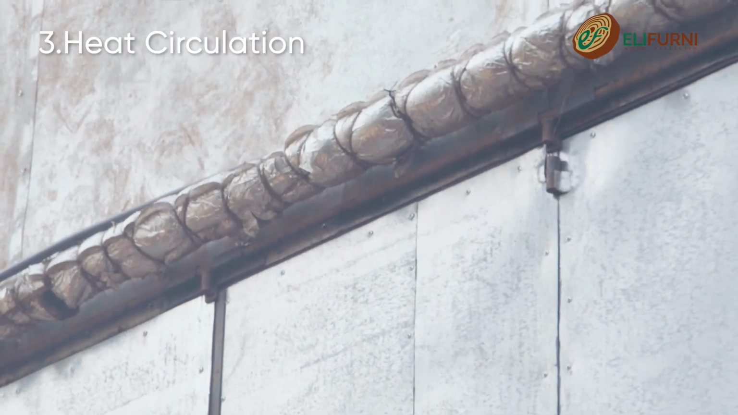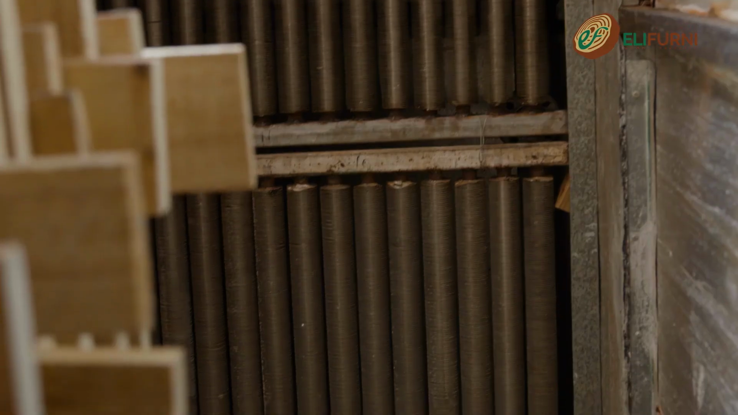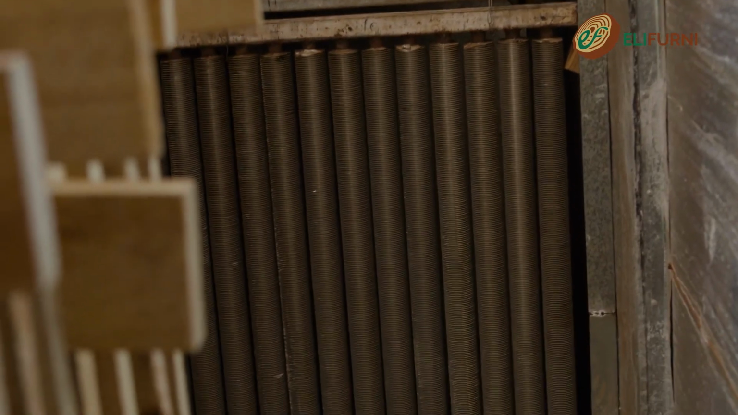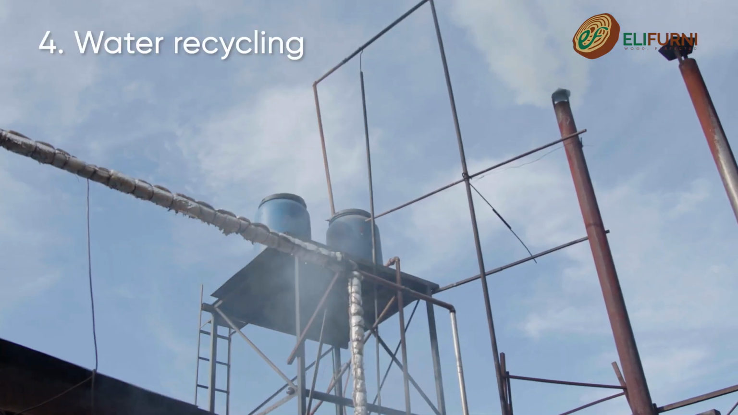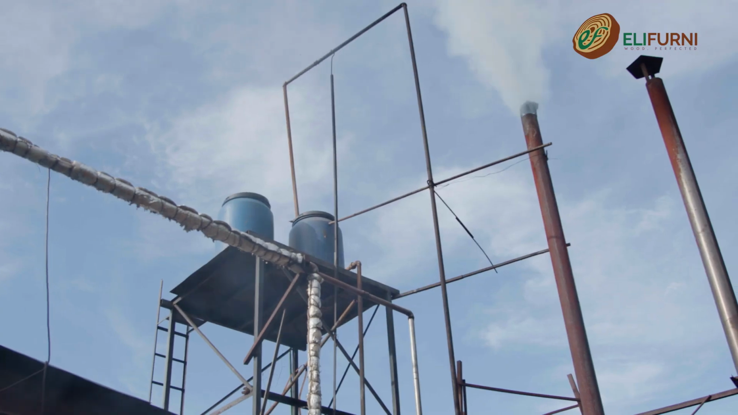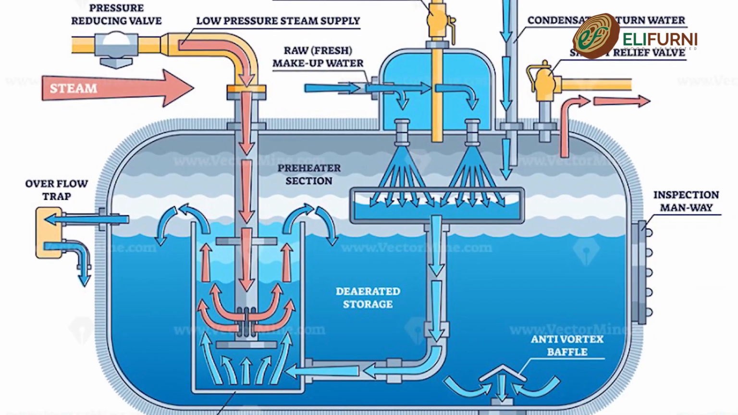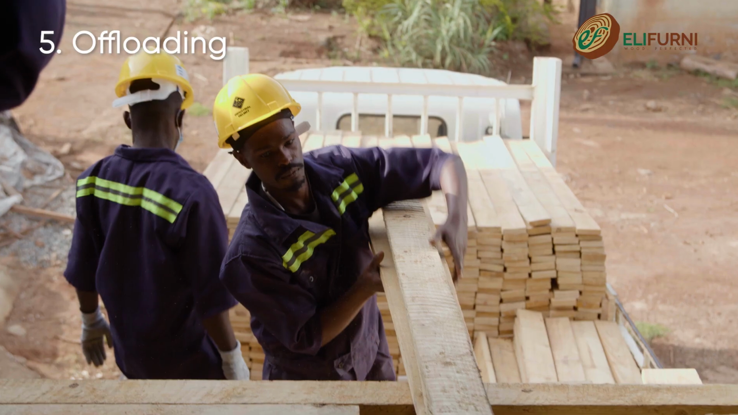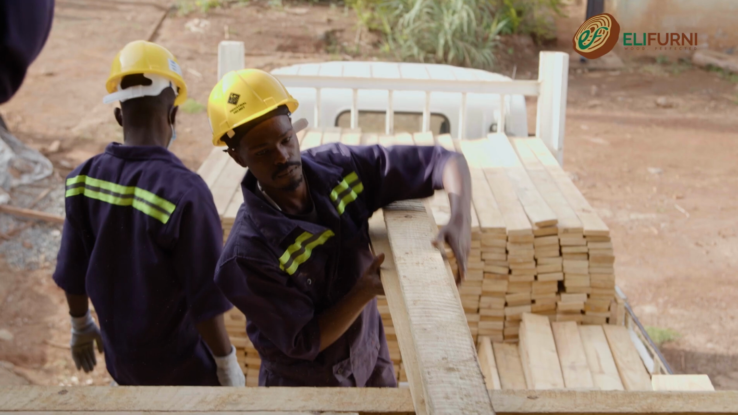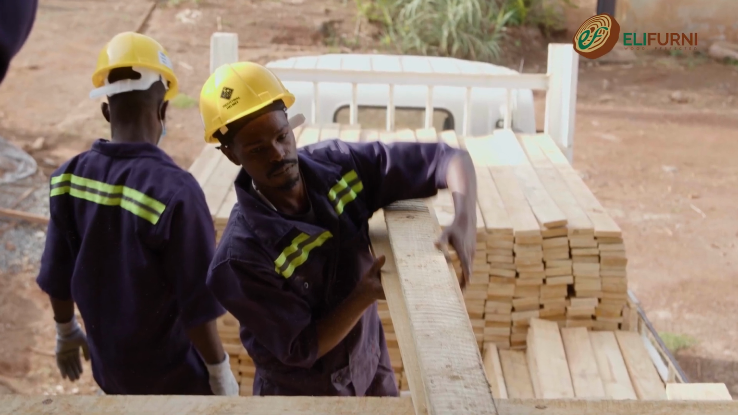Step 3, heat circulation. The hot water travels through the radiators and is fanned, generating hot air that is blown through the timber, extracting moisture. Step 4, water recycling. Cooled water flows back into the boiler for reheating, and the cycle continues as a method of water conservation. Step 5, offloading. Once the desired moisture content is achieved, the timber is offloaded.